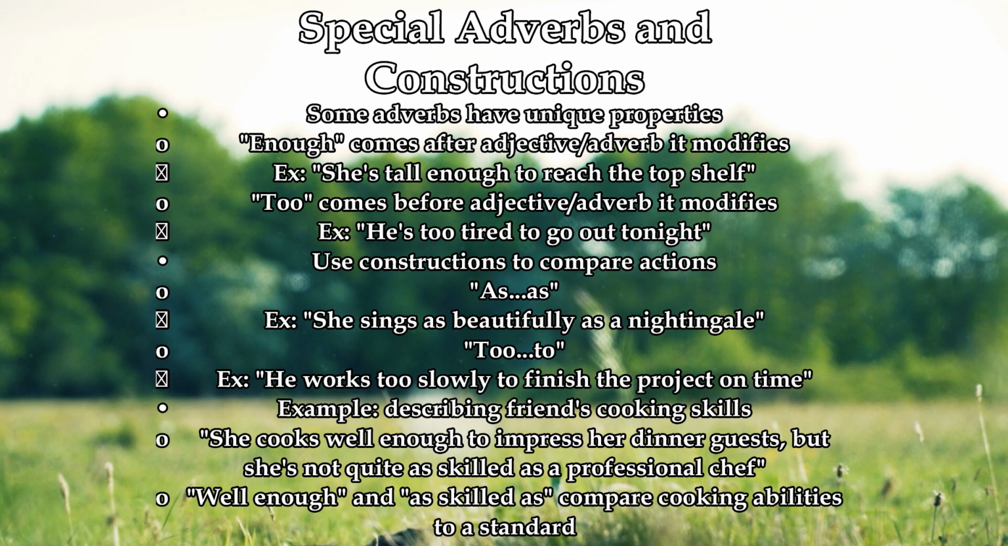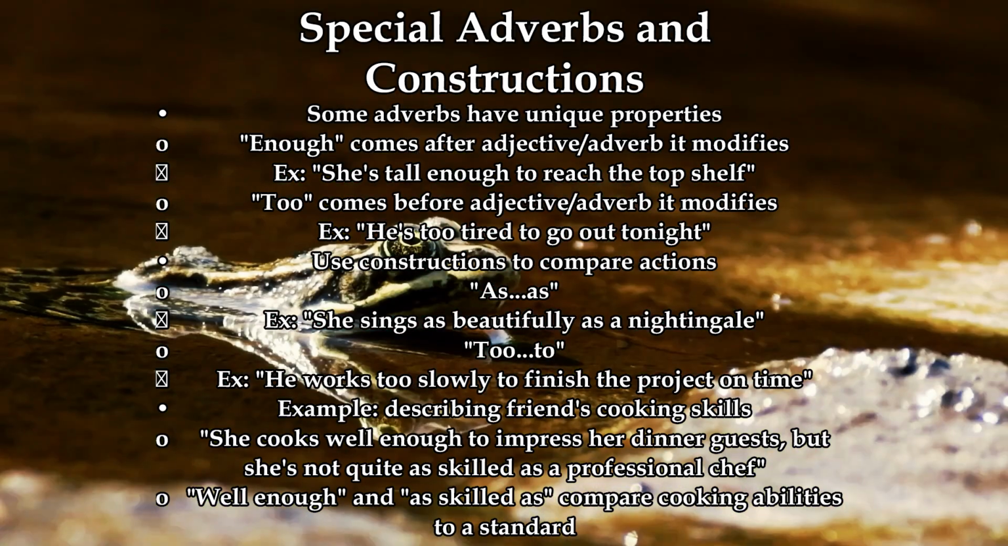Special adverbs and constructions. Some adverbs, like enough and too, have unique properties. Enough comes after the adjective or adverb it modifies, while too comes before. For instance, she's tall enough to reach the top shelf, or he's too tired to go out tonight.